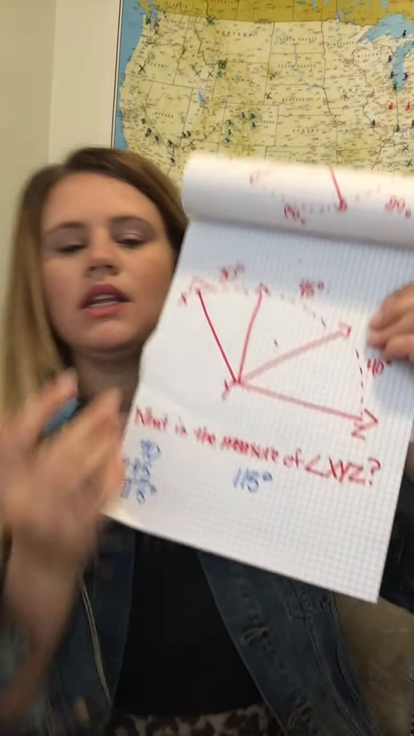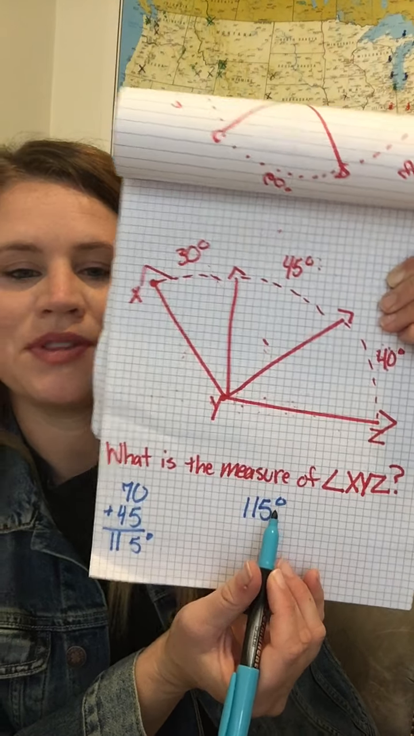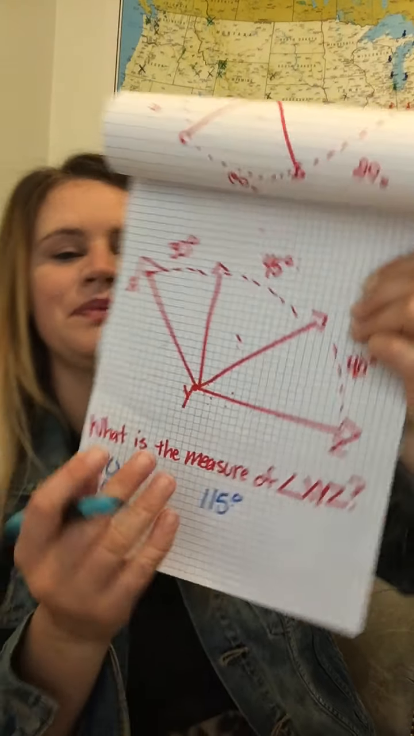0 plus 5 is 5. 7 plus 4 is 11. So I know my entire angle is 115 degrees. Do not forget to put that degree sign because that's labeling the problem. Okay?